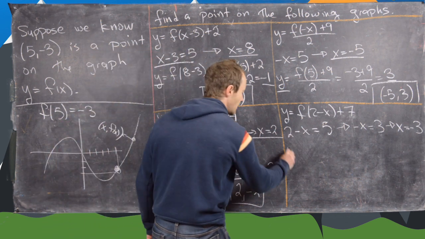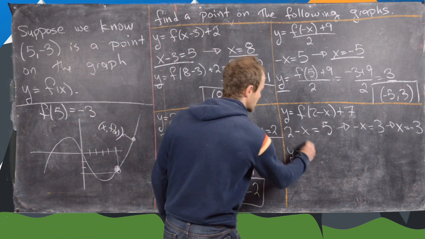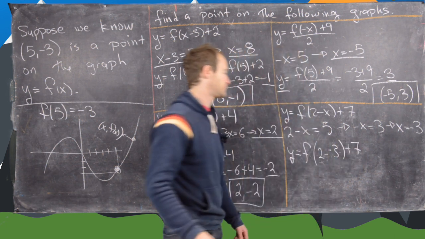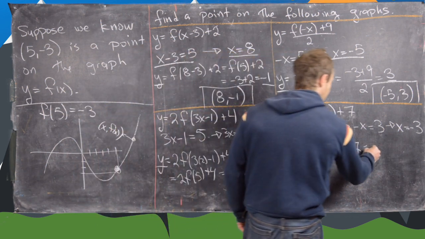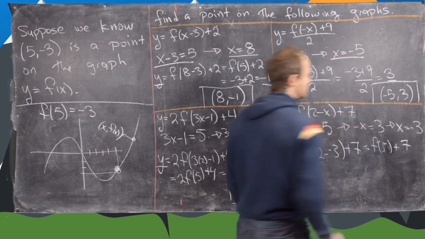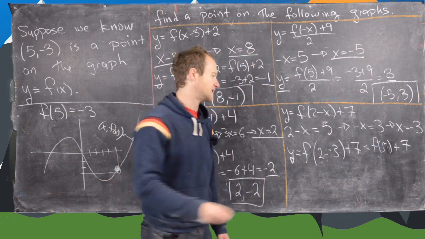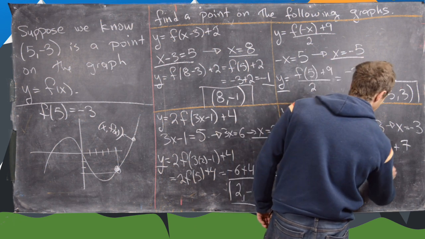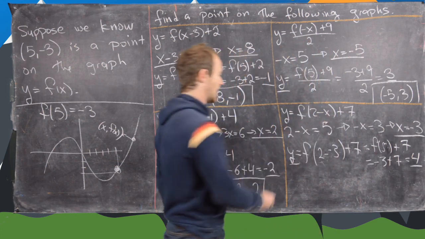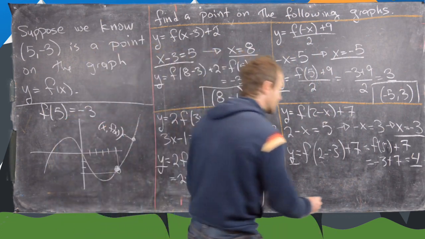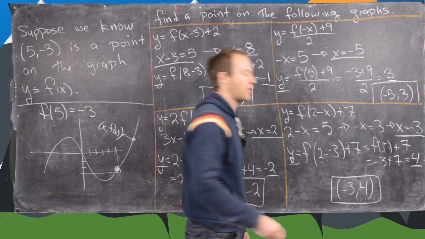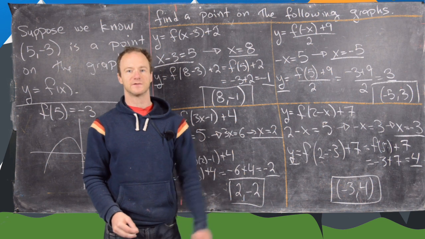Plugging that in for x into this expression, we'll get y equals f of 2 minus negative 3, plus 7. That's going to give us f of 5 plus 7. Again, we know f of 5 is equal to negative 3, so that's negative 3 plus 7, which equals 4. Now we have our new x-coordinate and our new y-coordinate, which means that (-3, 4) is a point on our new graph. Okay, that's the end of the video.